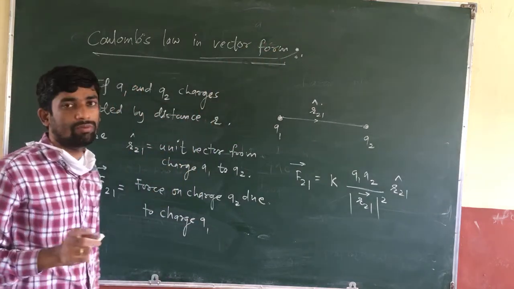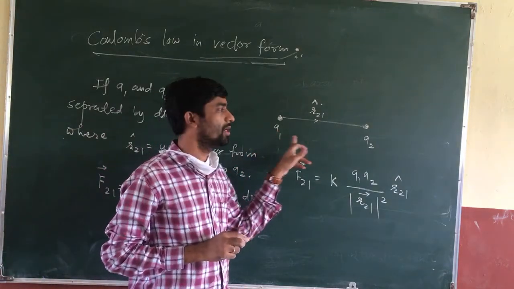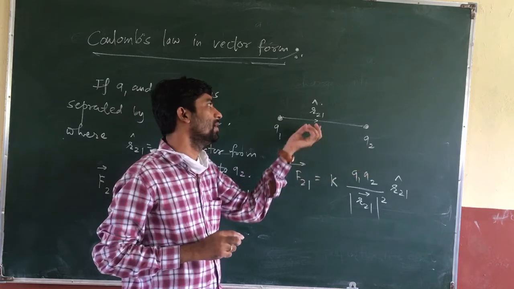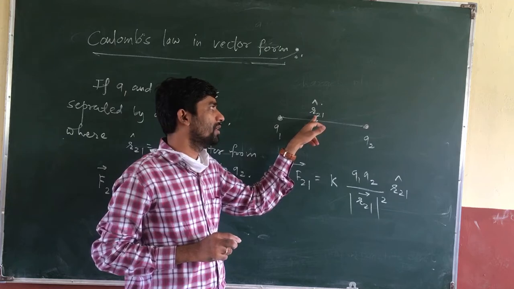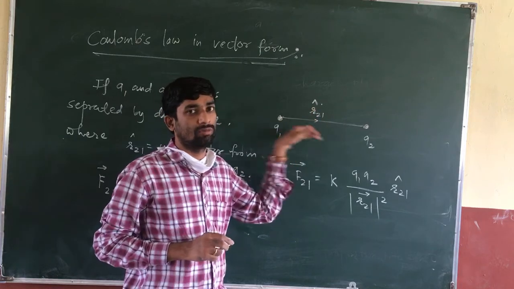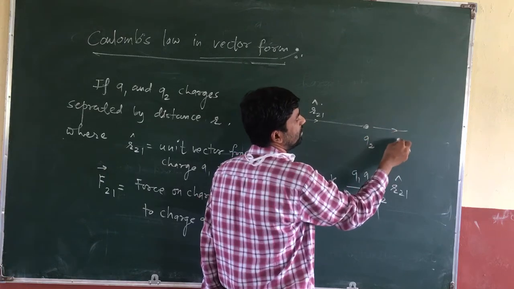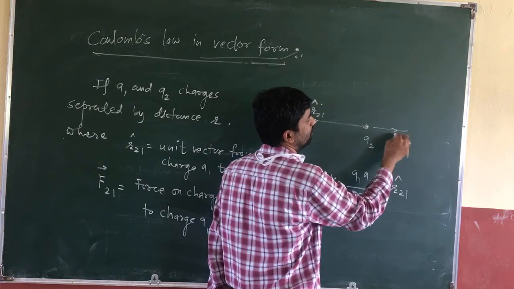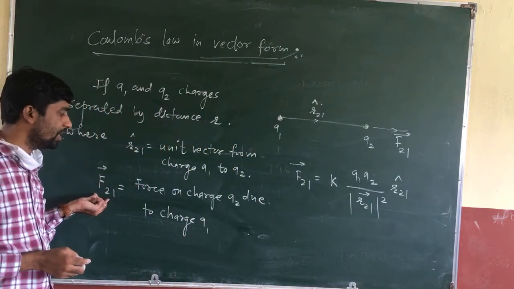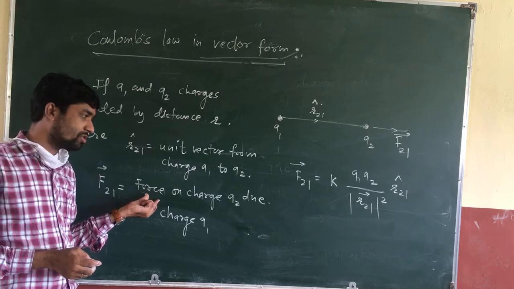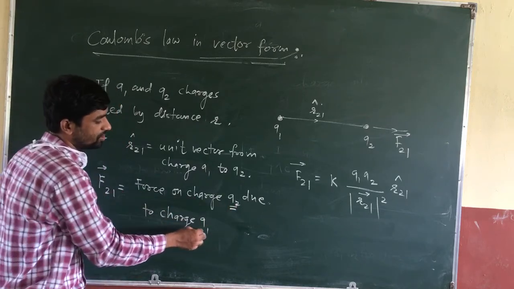So for this, suppose two charges are there, this is charge q1 and this one is charge q2, and r21 is known as the unit vector. A unit vector gives you the direction of the force. Suppose this one is the force F21. What is F21? F21 is the force on charge q2 due to the charge q1.